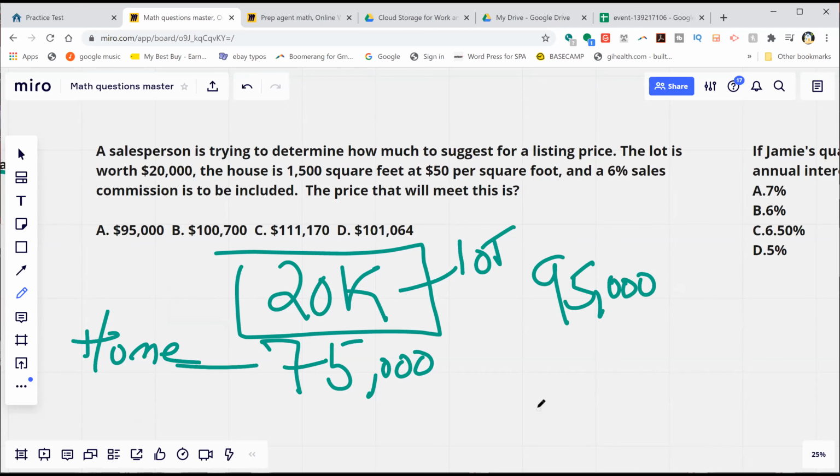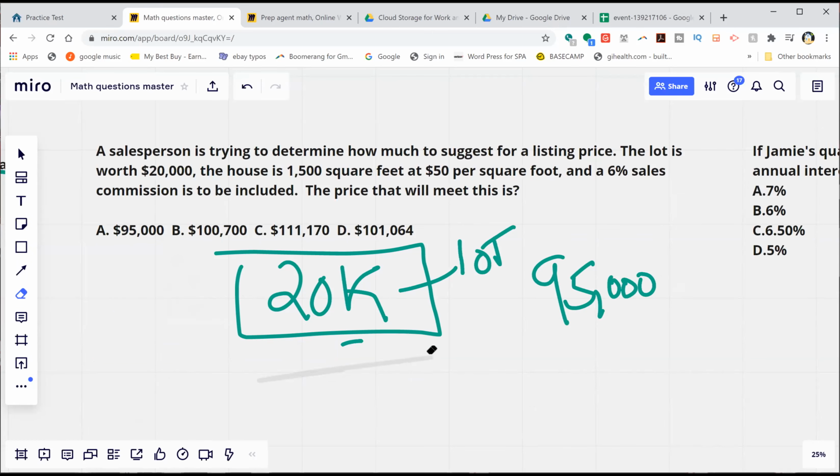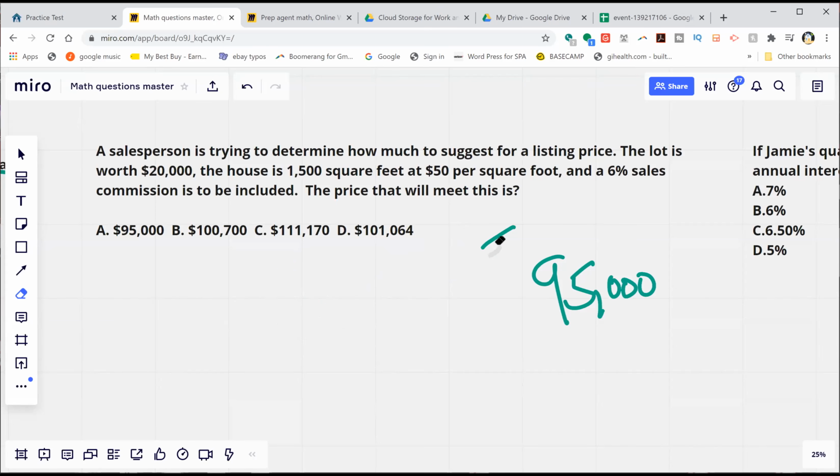Then someone said multiply by 6%. No, whoa. No. Everyone does that. You are wrong. Because the 95,000, understand this, you have to watch how this question works, okay? And I'm going to show you a couple things. Okay, so we have the 95,000. So we don't need the lot here. We don't need all that stuff. No. You don't multiply it by 6%.